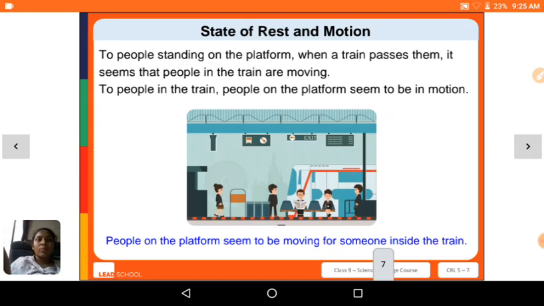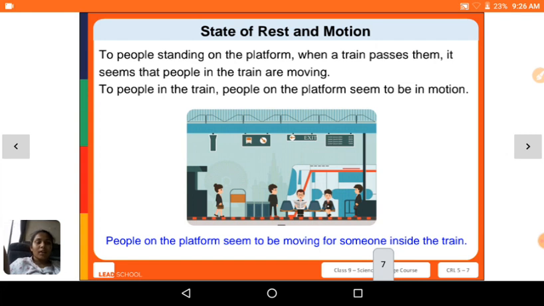Two people standing on the platform, when a train passes them, it seems like people in the train are moving. To the people in the train, people on the platform seem to be in motion. People on the platform seem to be moving for someone inside the train and vice versa.